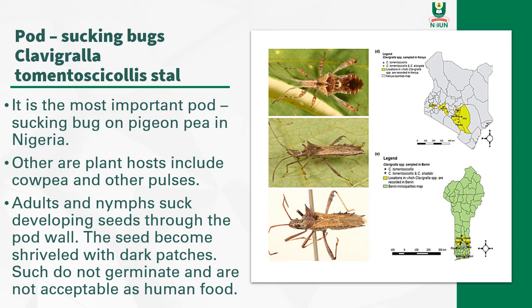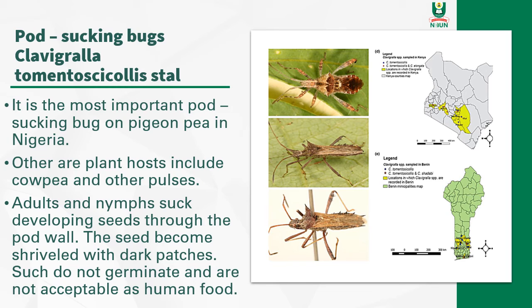Other host plants include coffee and other pulses. So where they don't see pigeon peas, they go for coffee and other pulses. The stage that is dangerous for the plant is the adult and the nymph stage, because they suck the seeds through the pod wall.